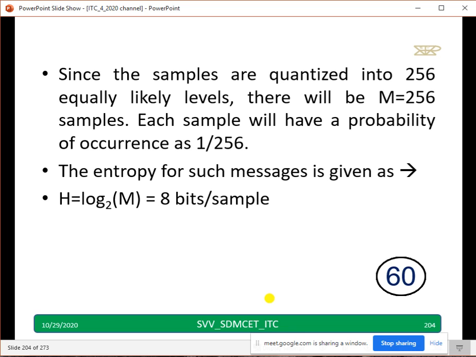So write down this. Since the samples are quantized into 256 equally likely levels, that's the reason you have taken directly log m to the base 2. All of us know this, we have used it in the first chapter only. Since the samples are quantized into 256 equally likely levels, there will be m equal to 256 samples. Each sample will have a probability of occurrence as 1 by 256. The entropy for such a message is given by log m to the base 2 and it will become 8 bits per sample.